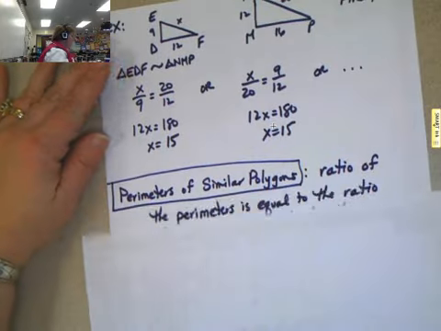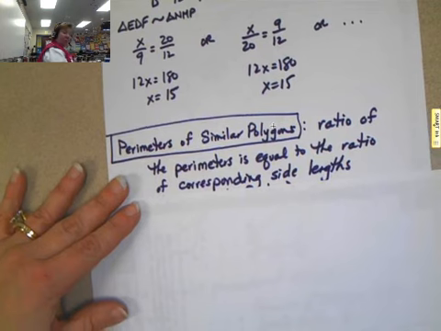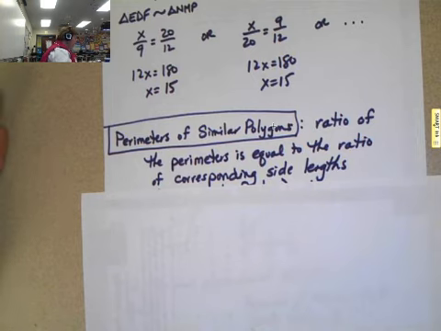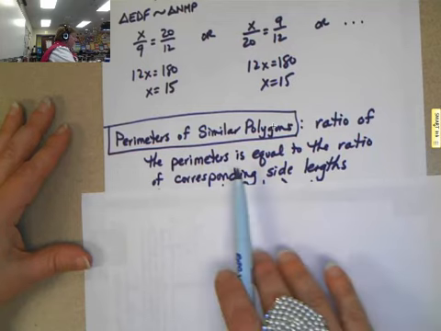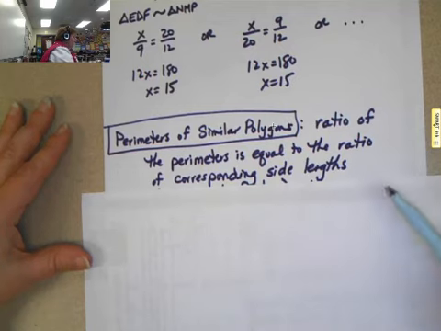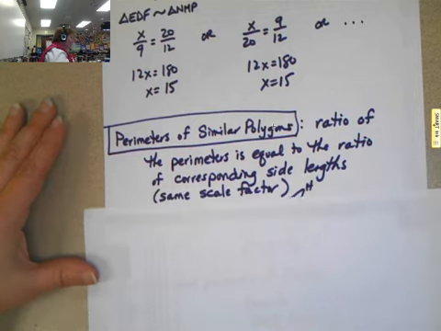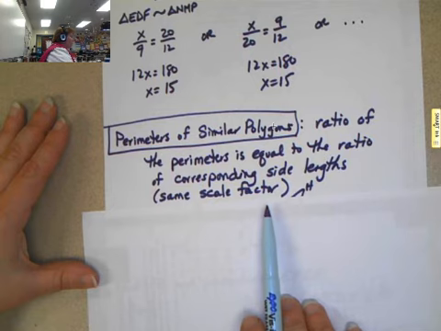Okay? Perimeters. Because perimeters are length, whatever the scale factor is for any two similar figures, the perimeters have the same scale factor. So in terms of getting this down, for perimeters of similar figures, the ratio of the perimeters is equal to the ratio of the corresponding side lengths. Or, in other words, you have the same scale factor for perimeters.